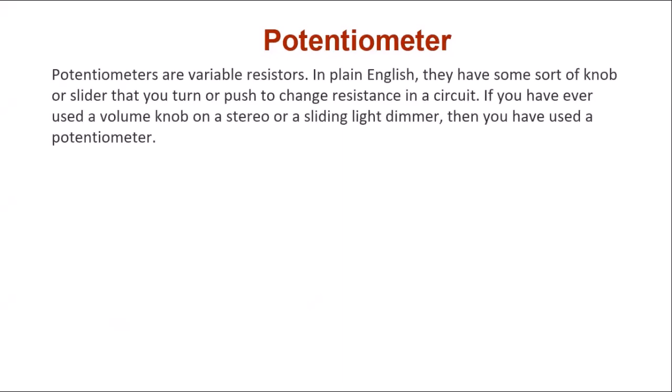The next component that we are talking about is the potentiometer. Now the potentiometer is not a meter. Don't be confused that it should be a meter like a voltmeter. It is not like that. The potentiometers are variable resistors. In plain English, they have some sort of knob or slider that you turn or push to change resistance in a circuit. If you have ever used a volume knob on a stereo or a sliding dimmer, then you have used a potentiometer. The concept is very simple.